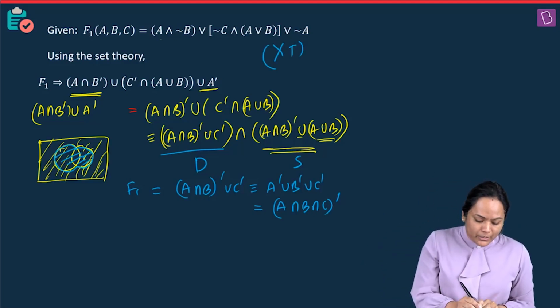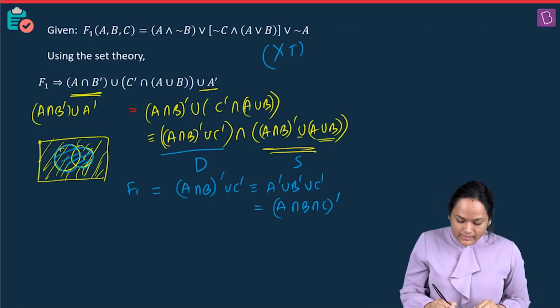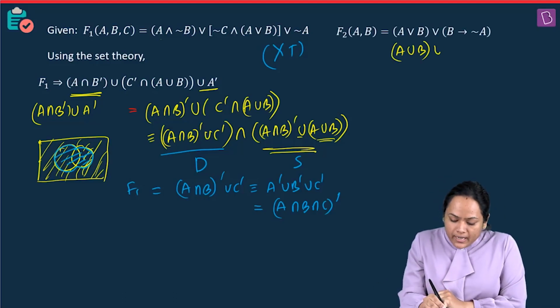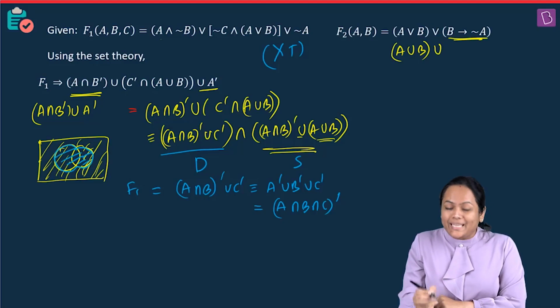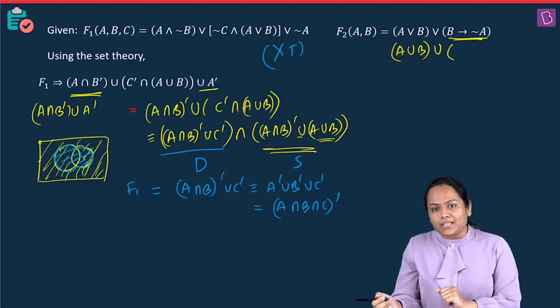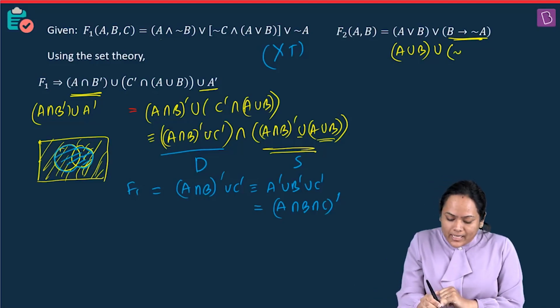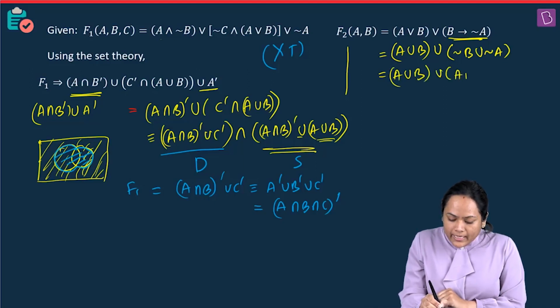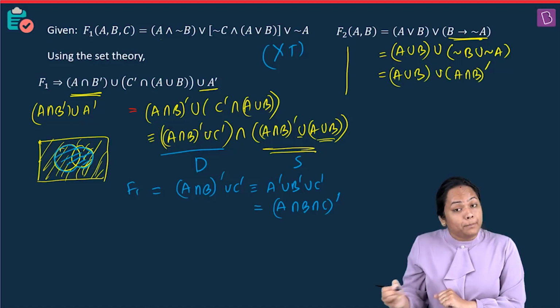Now coming to the F2. My F2 statement is given to me like this. This is my A union B. Again, I'm moving by my set theory. Then I have to write union. Now this B implies negation of A. You know what B implies negation of A can be written as? Well, it can be written as negation B or negation A, right? That means my F2 finally is going to come out as A union B union A intersection B whole complement.